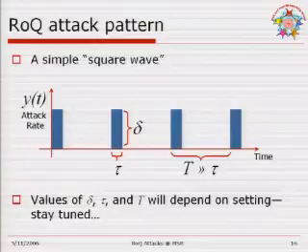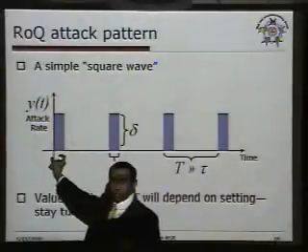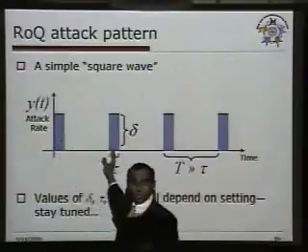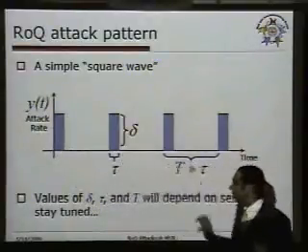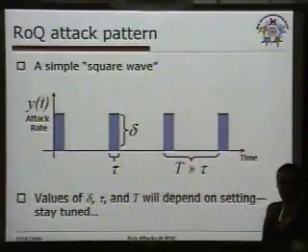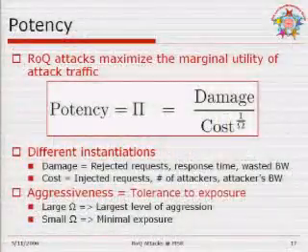So we're going to use a square wave. The attacker would send requests or packets for a very short time called tau with some rate, and then sleep for a while, and then repeat the same thing again. And the values of delta, tau, and T will be changed depending on the settings that we're going to consider.